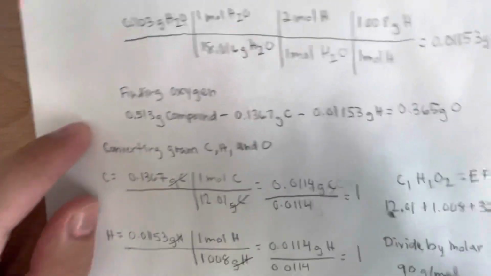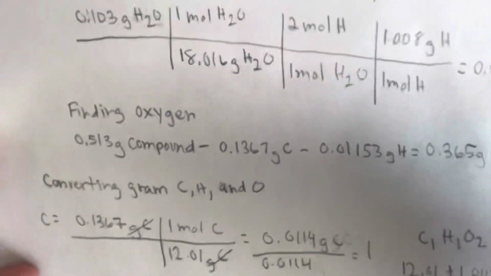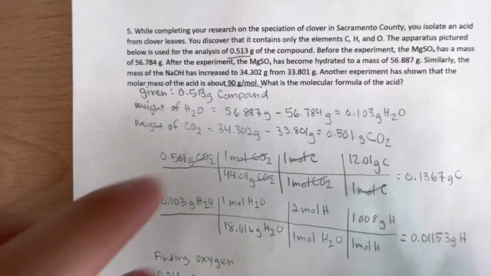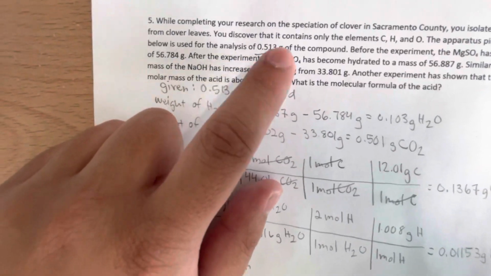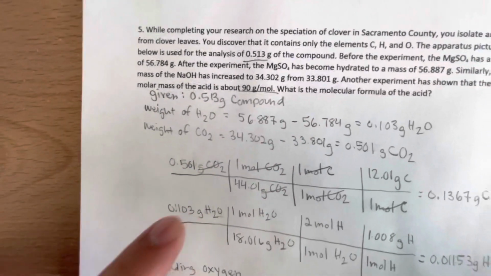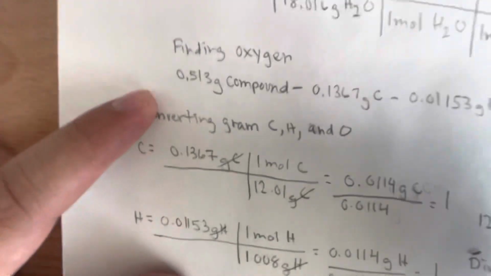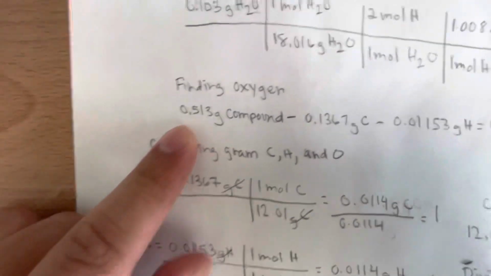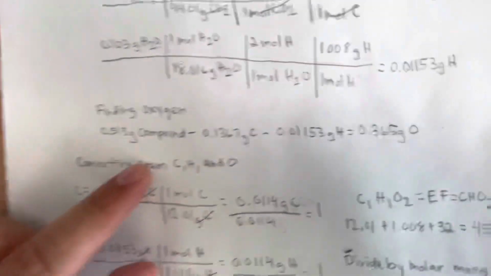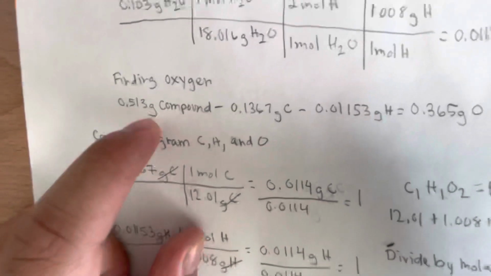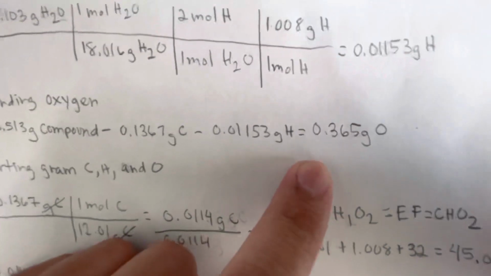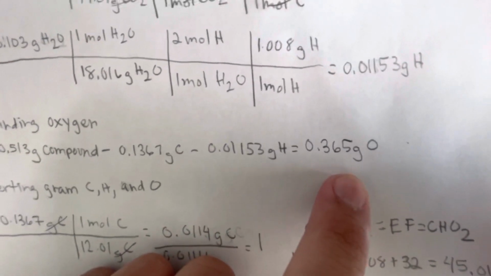So now we find the oxygen. We know that the analysis of 0.513 grams of compound is the sample. So what I did was subtract the grams of carbon and the grams of hydrogen from it. By subtracting all of them, I get 0.365 grams of oxygen.